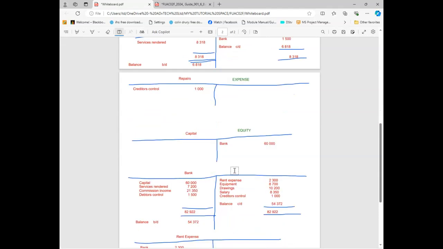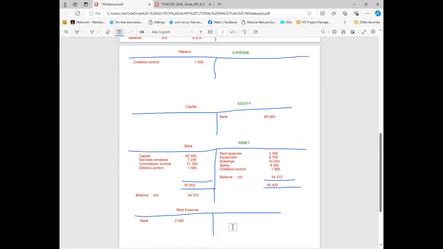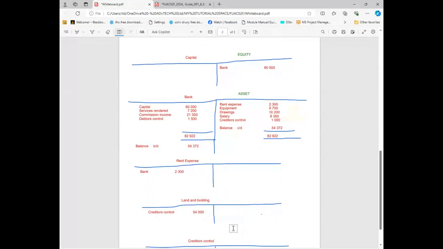Bank. Asset. Sometimes a liability, depending on whether the balance is favorable or not. Is it a favorable balance? This one here, yes. It means an asset. If the balance brought down was on the other side, it will be a liability. You can write it down. It will be an overdraft. Okay.